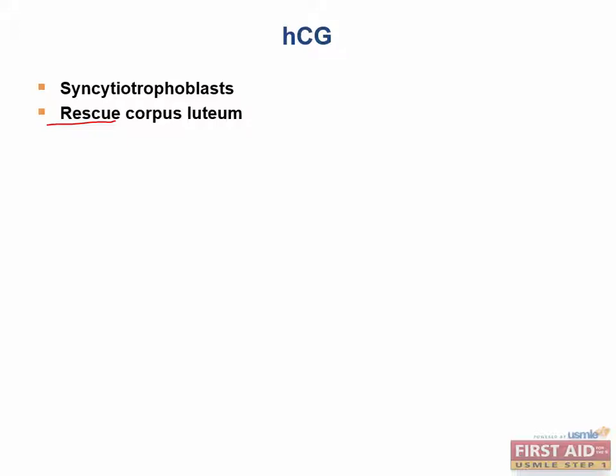HCG helps maintain the pregnancy until estriol and progesterone take over in the second and third trimester. Now, of course, as previously mentioned, elevation of HCG is also how we detect pregnancy. So what does it mean if you see severely elevated levels of HCG?